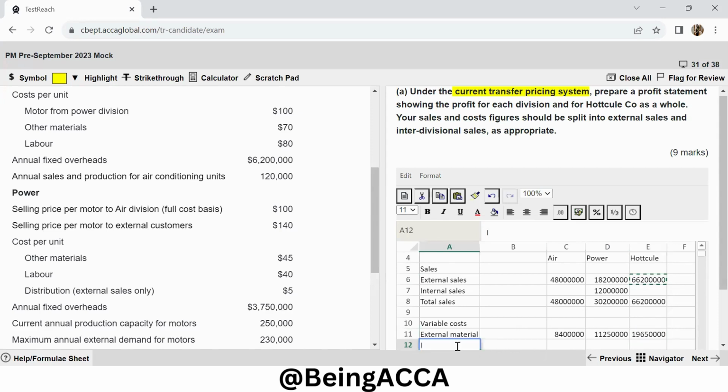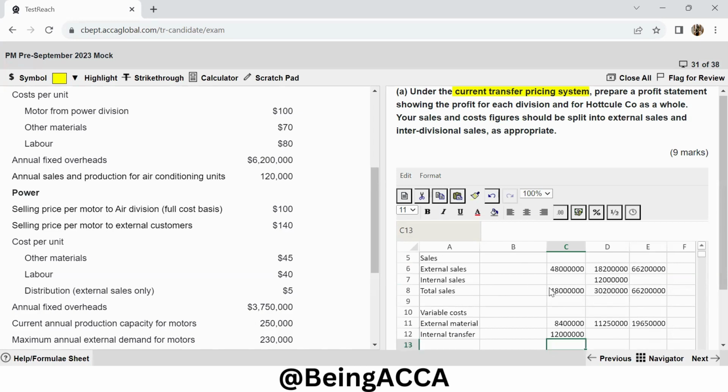Now let's talk about internal material. Internal material is something that the power division is selling to your air division. So air division is going to be responsible for these costs. And how much is this? They are buying it at a cost of 100, and they are buying 120,000 units. So 120,000 multiplied by 100 will give you their purchases. You can see that their sales value and their purchases value is nothing but the same because they are buying and selling from each other, right?